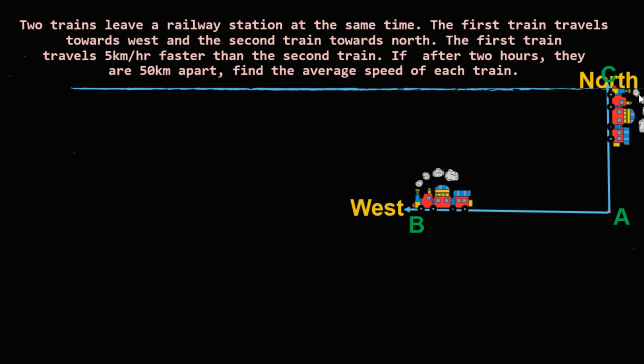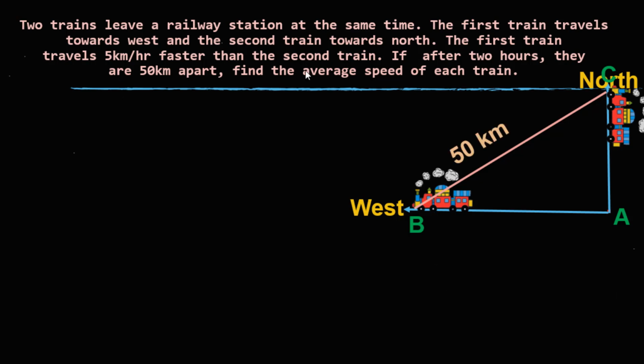Now in the picture, the distance between the two trains can be represented by joining the points B and C. So let us join B and C, which represents the distance between the two trains after completing the 2 hours of journey. How much is it given? It is given as 50 kilometers.